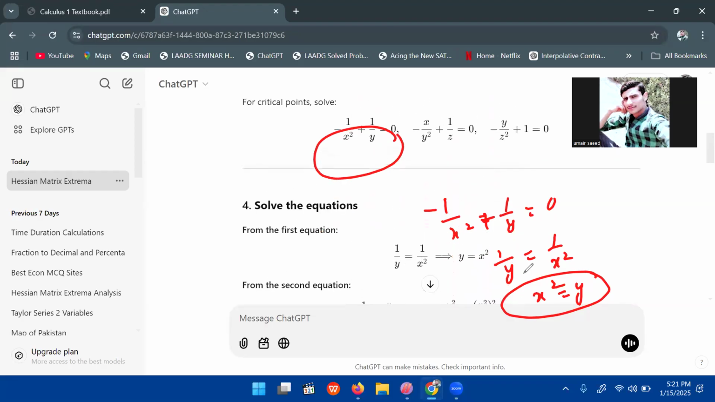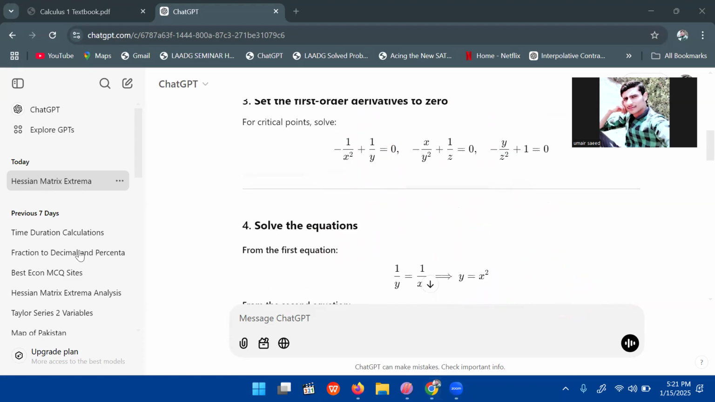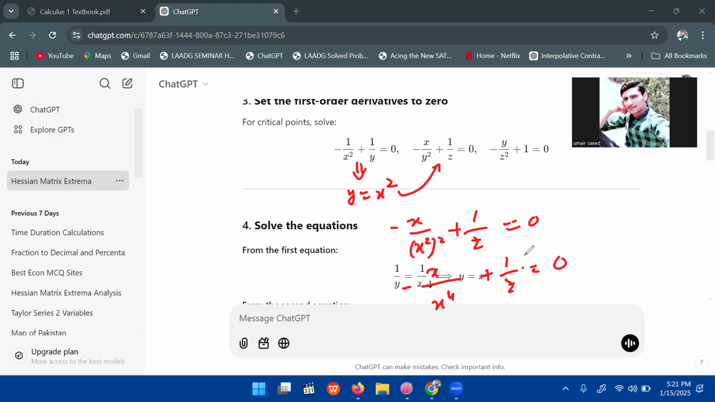In a similar way, we have found the value of y from equation 1, which is x square. We put this value into this equation, and we get minus x, with y replaced by x square, its square, plus 1 over z equal to 0. It will give you x over x raised to power 4 plus 1 over z is equal to 0, and it will give you minus 1 over x raised to power 3 plus 1 over z is equal to 0. From this equation, we get 1 over z is equal to 1 over x raised to power 3, and from this we get z is equal to x raised to power 3.